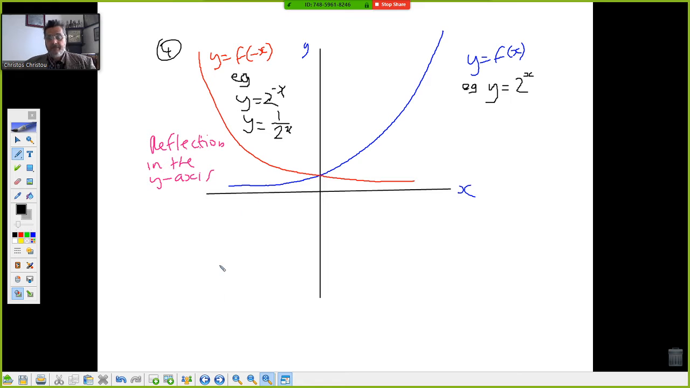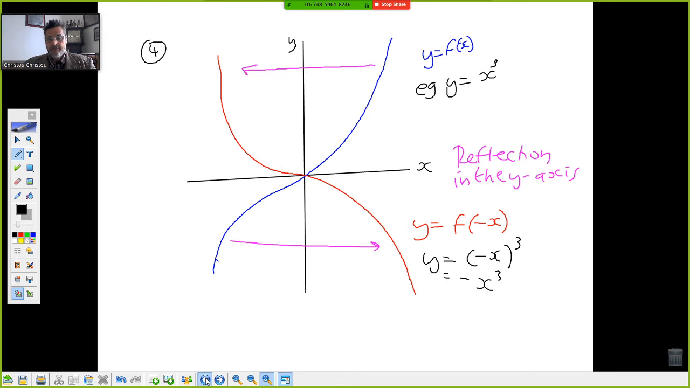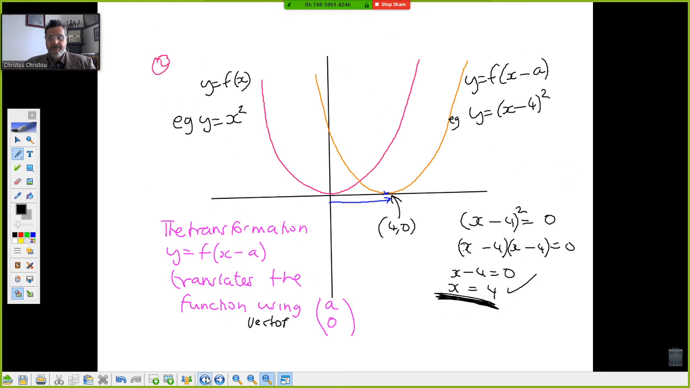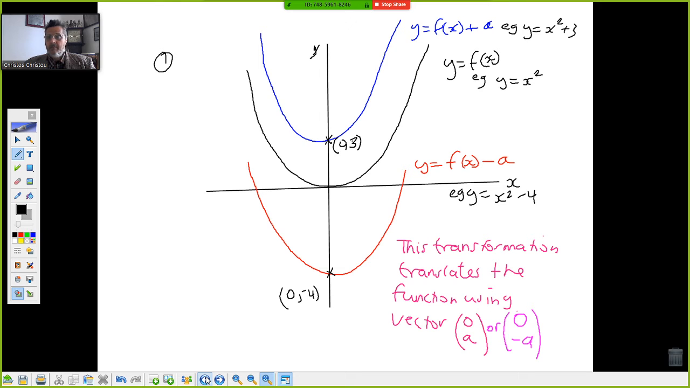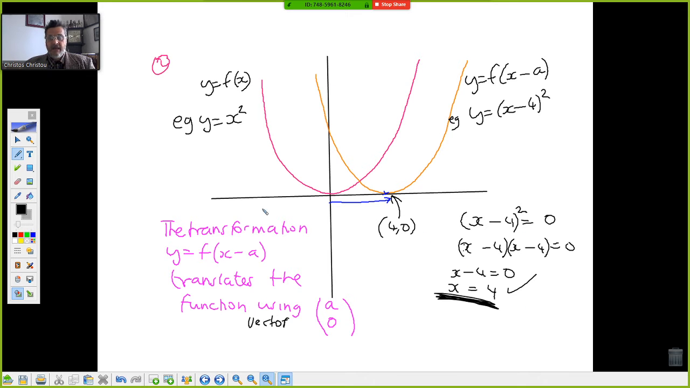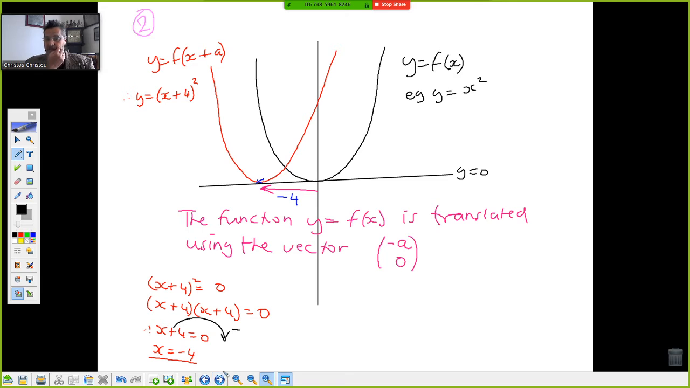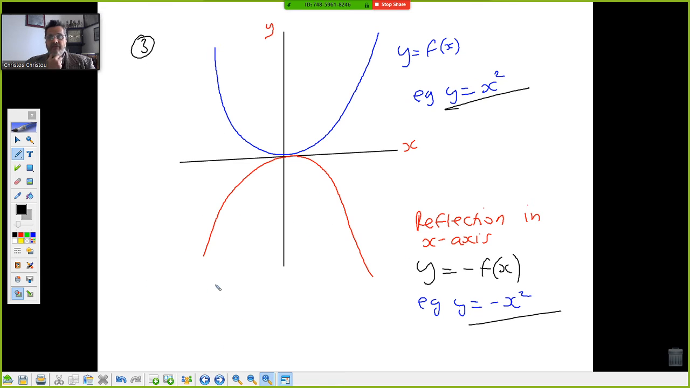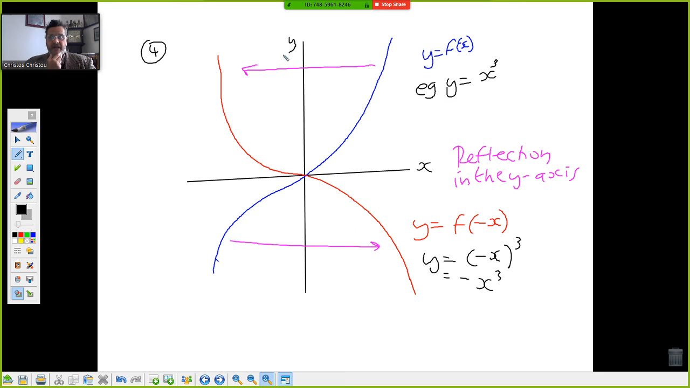So there we are. Let me just reiterate again. We have moving up and down the y-axis, translations, moving left and right across the x-axis, more translations. We have a reflection in the x-axis, and we have a reflection in the y-axis with 2 examples.